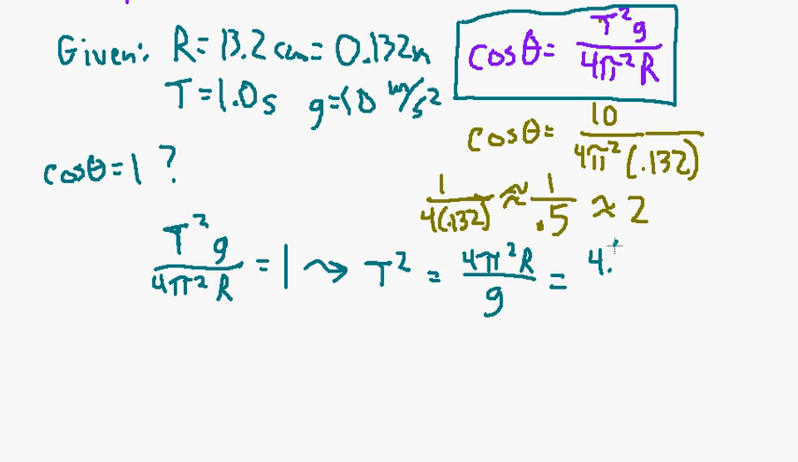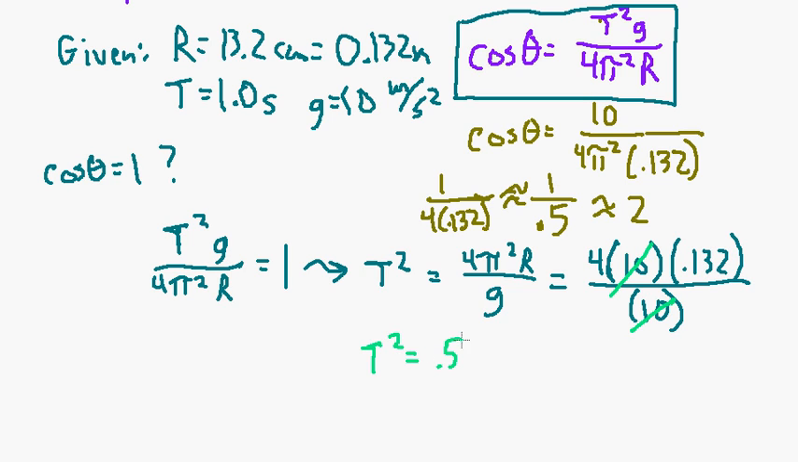So let's see, I'm still going to say pi squared is about 10. R is 0.132 meters, and g is also going to be 10, so the 10s cancel. So 4 times 0.132 is going to be 0.528. So t squared equals 0.528. Maybe t is around 0.71 or 0.72, I guess. If t squared was 0.5, then t would be 0.707. So maybe we'll say if it's 0.52, t is 0.72 seconds.